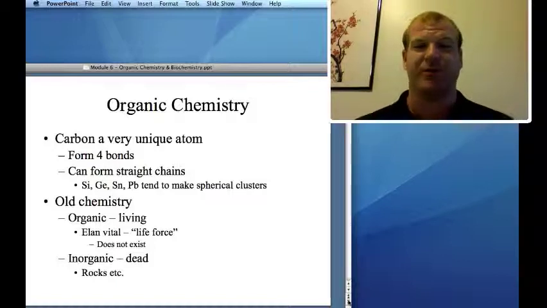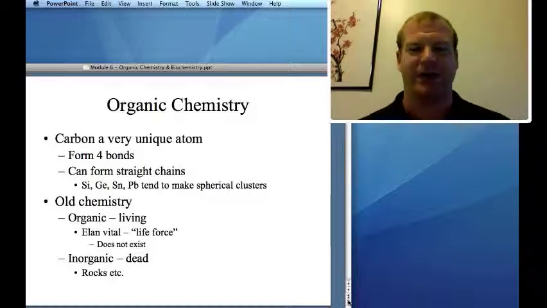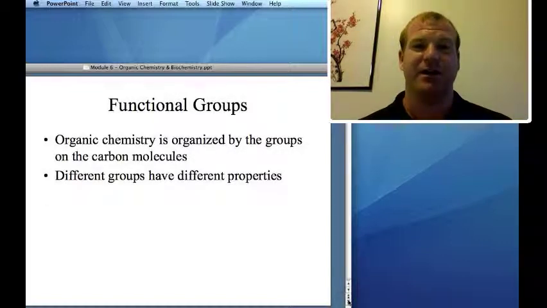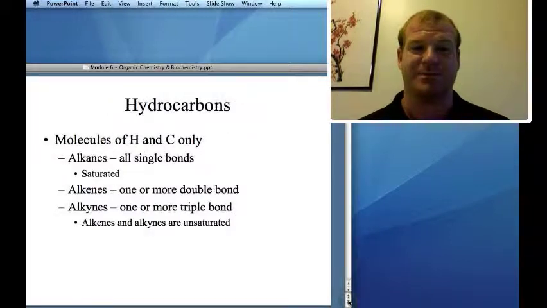And there's an old chemistry here. In old chemistry, organic was believed to be living. So you can see that organic means something living. We used to think that there was some life force called élan vital. That's Latin for life force. This doesn't exist. It's just chemistry. And then inorganic were considered to be rocks. It was dead, not alive. And so we're going to classify these different organic compounds by what we call their functional group. These are different groups in the molecule, and different groups are going to have different properties.